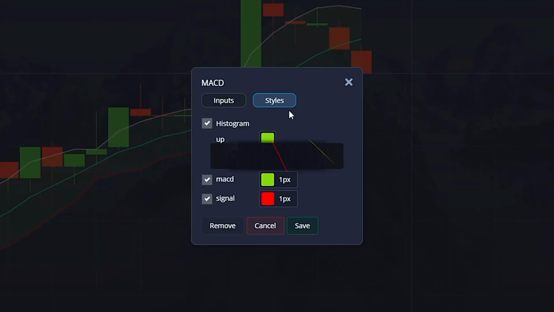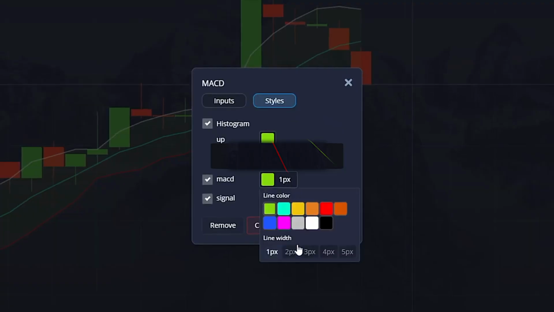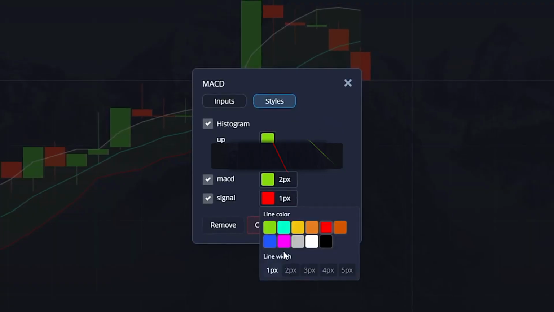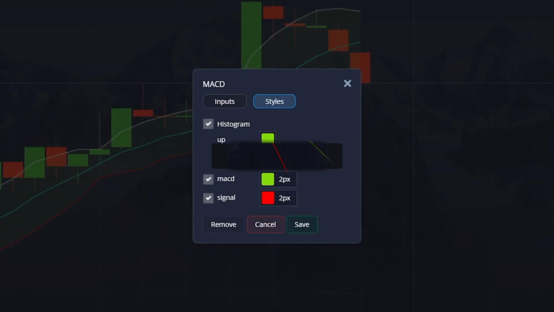By the way, combination of these 2 indicators is very popular and therefore very effective. For the MACD lines, we'll also make them thicker. And let's change the colors of the histogram. Make the up pink and the down green.